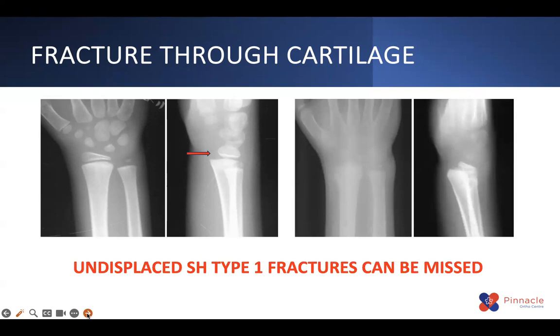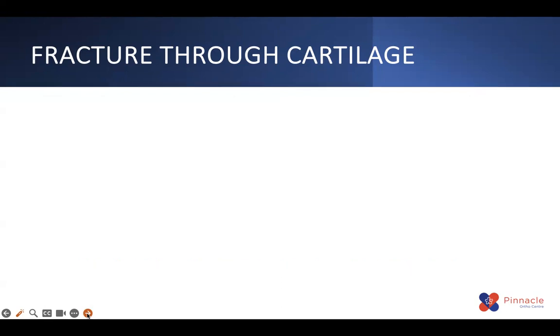Therefore, always remember that Salter Harris type 1 fractures, if they're undisplaced, can be missed. In such a scenario, where there is a mismatch between the clinical findings of pain and swelling and the X-ray findings, always suspect the fracture passing through the physis. The amount of cartilage is especially high in younger children, less than 3 or 4 years of age, and here the chances of missing the diagnosis if the fracture passes through cartilage is especially high.